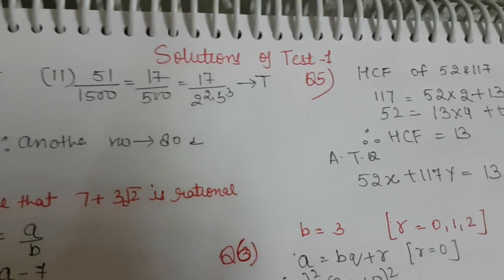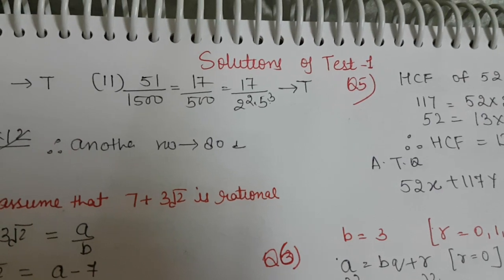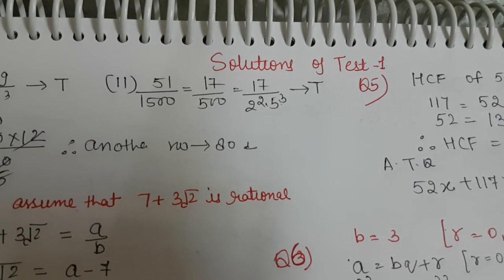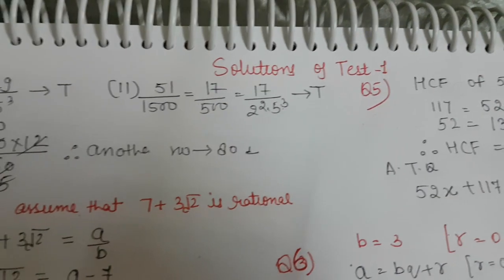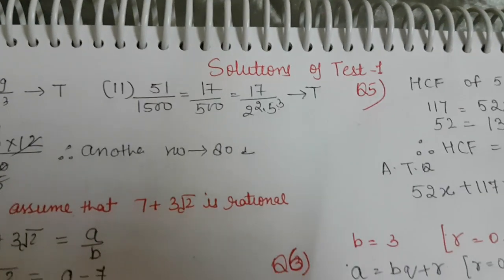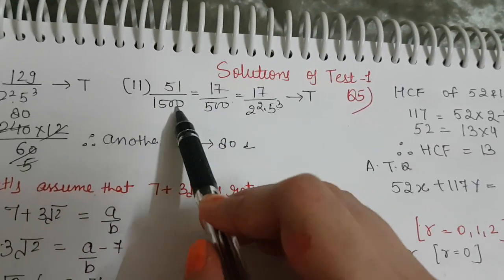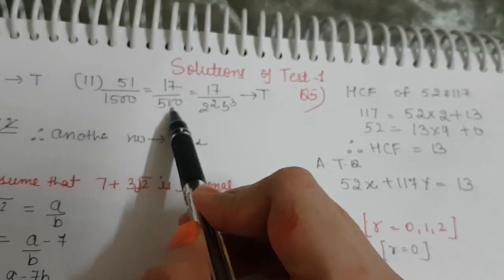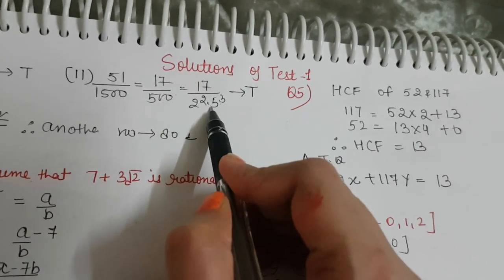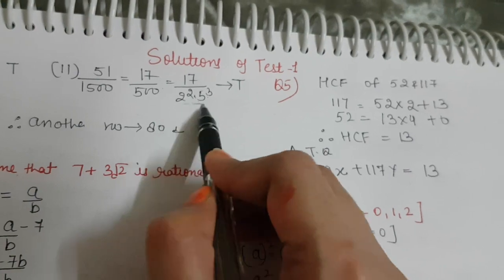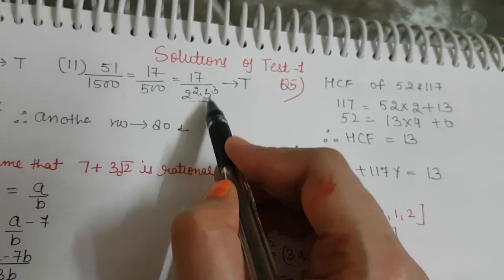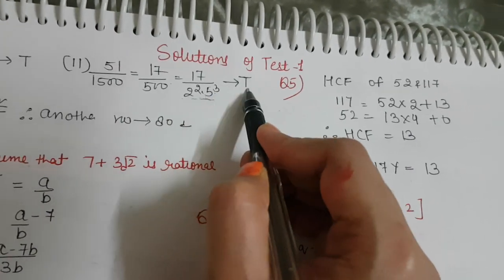But in the second one, we will convert. So students, before converting the denominator into prime factors, first you reduce your fraction. So I have reduced it. It will be divided by 3. Now you do the factors of 500. And you can see the factors of 500 are in the form of 2 raised to the power m, 5 raised to the power n. So this one is also terminating.